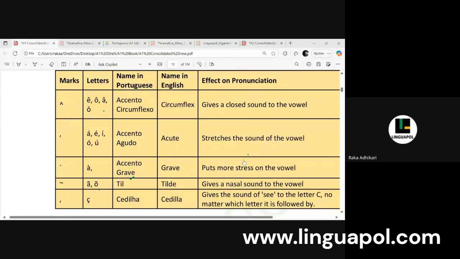So, we are doing accents today. Accents are these marks, okay, that you can see on top of mainly vowels, but it can also come with some consonants. Majorly, it comes with vowels.